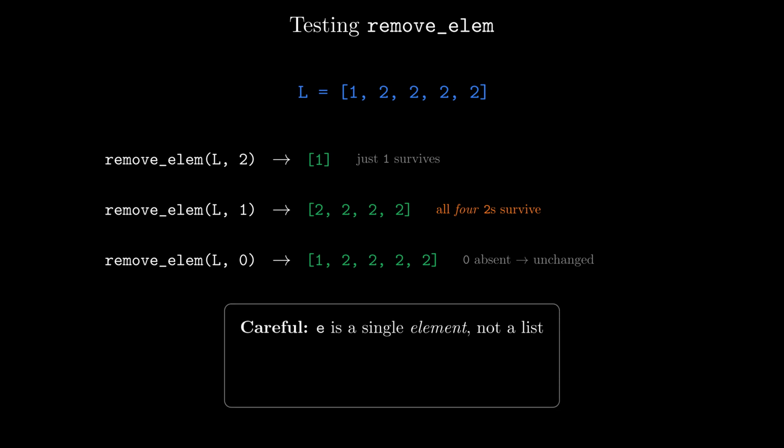One last point worth stressing. e is a single element, an object like the number 5. It is not a list. If e were itself a list, we would be searching for that exact list as one single element sitting inside L, which is a completely different question.